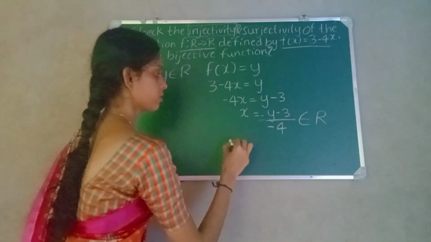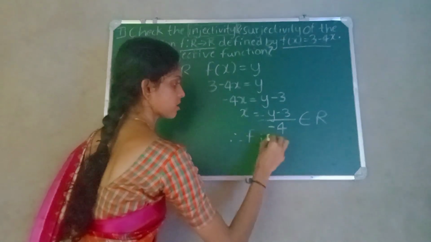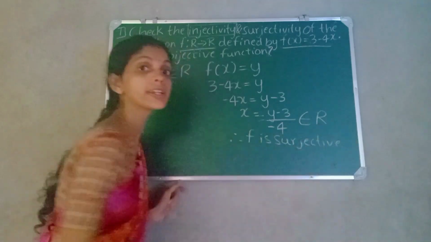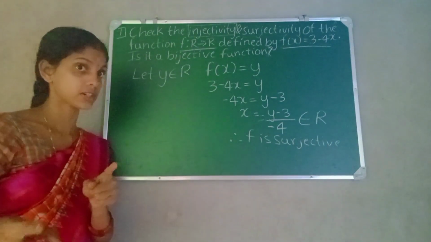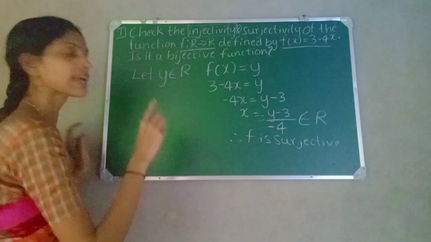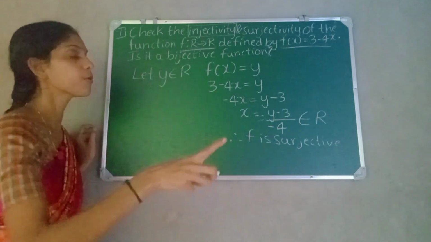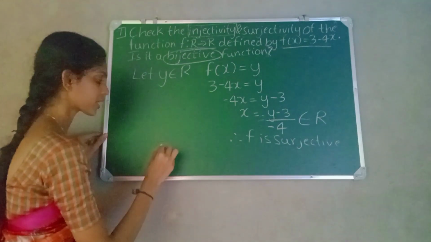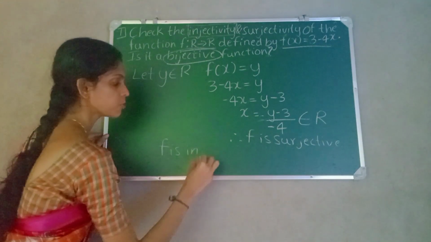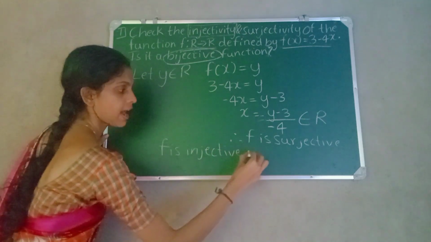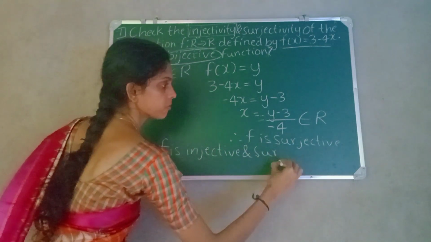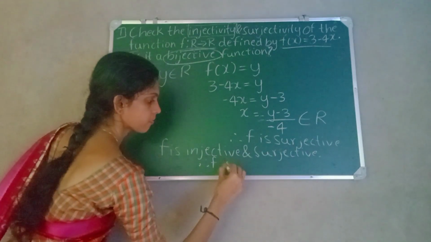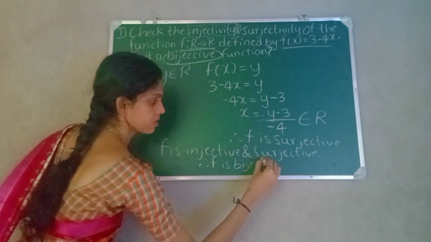Therefore f is surjective. We have already proven f is injective. Since f is injective and surjective, therefore f is a bijective function. So finally you have to give a conclusion. Injective and surjective, therefore f is bijective. Therefore f is a bijective function.